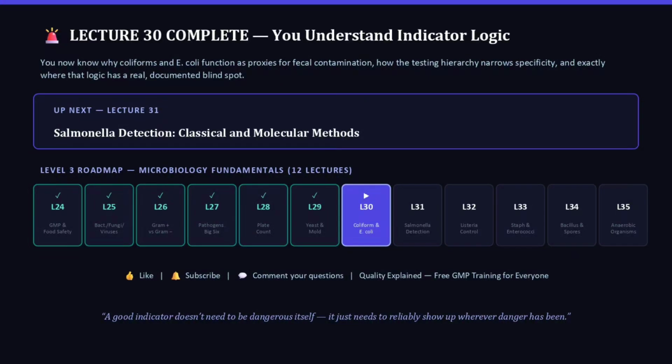Up next is Lecture 31, Salmonella Detection, Classical and Molecular Methods. That lecture takes us back to targeted pathogen testing, the kind of testing that exists specifically to catch what indicator organisms like the ones we covered today cannot. Take a look at the roadmap on this slide. Lectures 24 through 29 are done. We are wrapping up Lecture 30 right now, and 5 more lectures remain in this level.